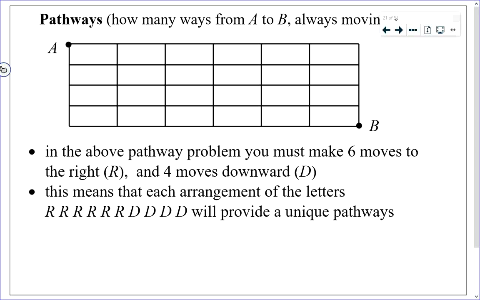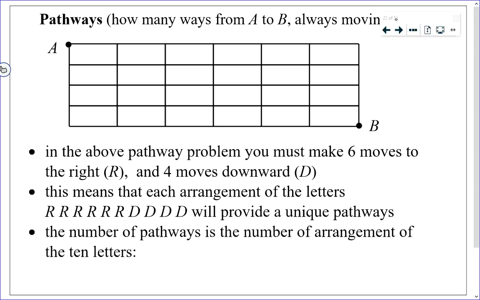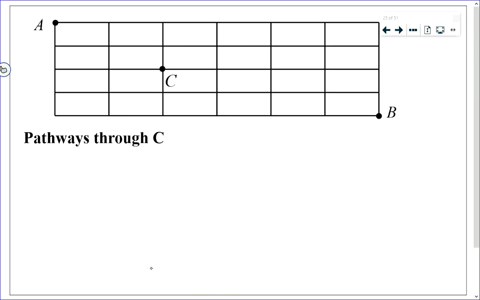The answer is, if I count those, it's 10 factorial. But then I have to divide by the 6 factorial and the 4 factorial because I have repeated items. And that number, by the way, is 210. 10 factorial over 6 factorial and also over 4 factorial is 210. So there are 210 different pathways from A to B.